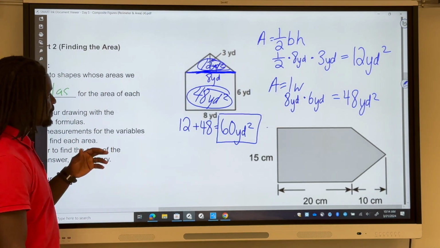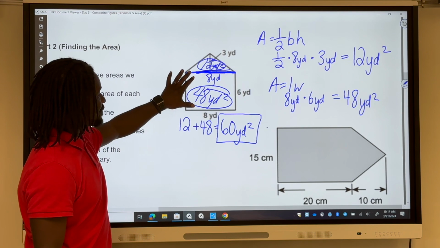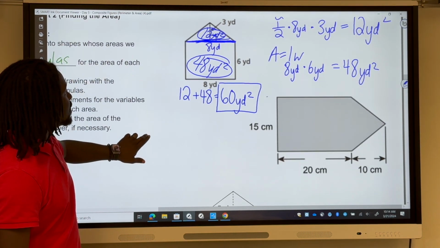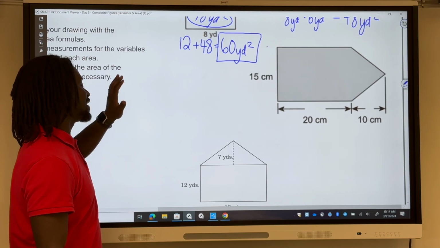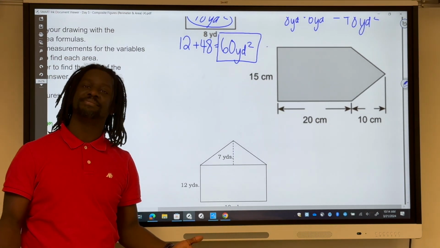All right. So I've done one with a rectangle and a triangle. And now guess what you're going to do? You're going to do two.